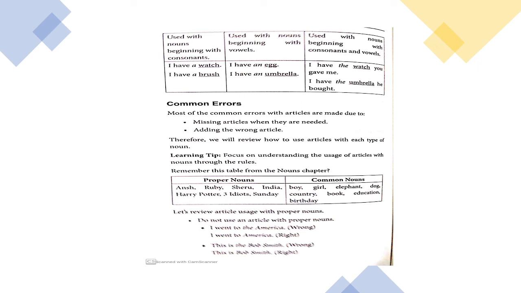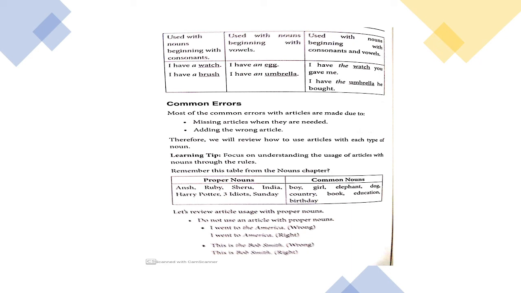Most of the common errors with articles are made due to missing articles when they are needed and adding the wrong articles. Therefore, we will review how to use articles with each type of noun. So focus on understanding the uses of articles with nouns through the rules. Remember this table from the noun chapter. Proper nouns: Ansh, Ruby, Sheru, India, Harry Potter, 3 Idiots, Sunday. And common nouns: boy, girl, elephant, dog, country, book, education, birthday.